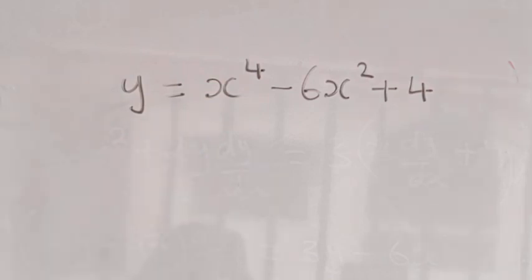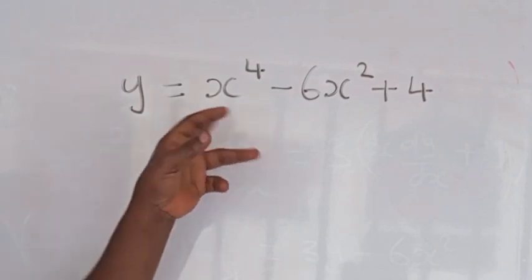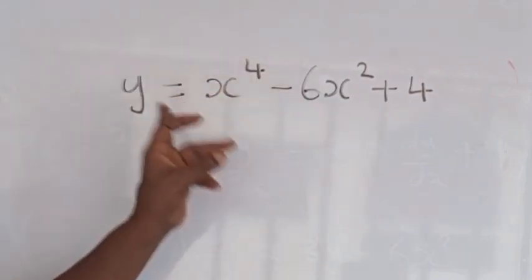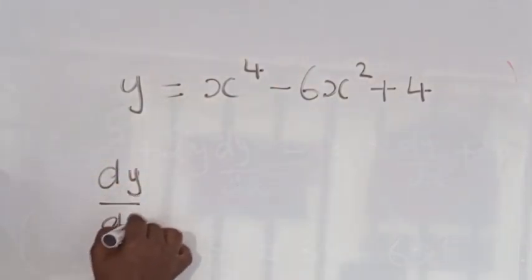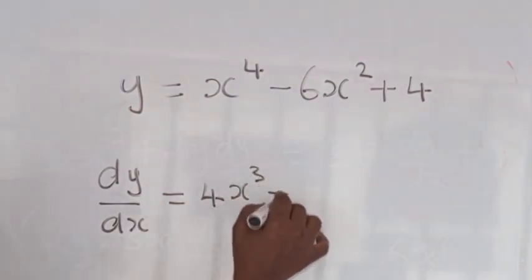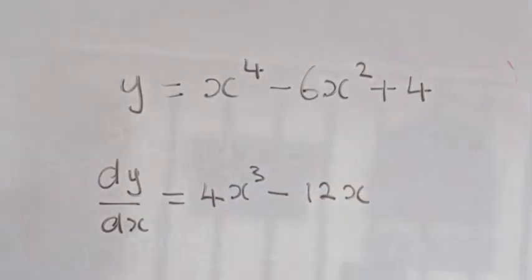This one says, find the points on this curve where the tangent is horizontal. So you need to know what makes the tangent horizontal. The tangent is horizontal if the gradient is equal to 0. If the slope is equal to 0, it is horizontal, so it's parallel to the x-axis. So what we are going to do here is to differentiate with respect to x, find your dy/dx, and equate it to 0, then find those points that make it possible. Equate it to zero because that is where the tangent is horizontal.